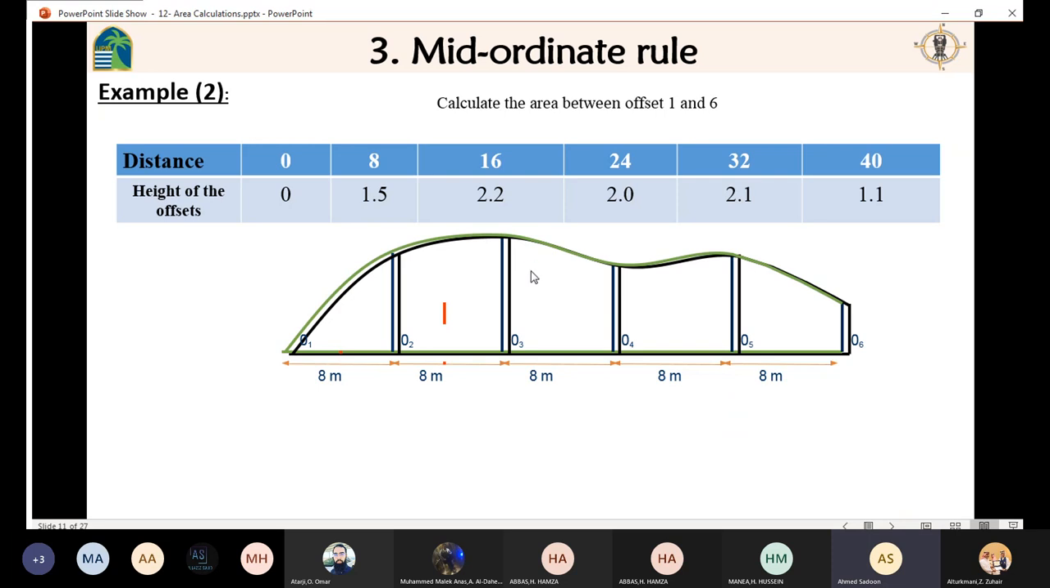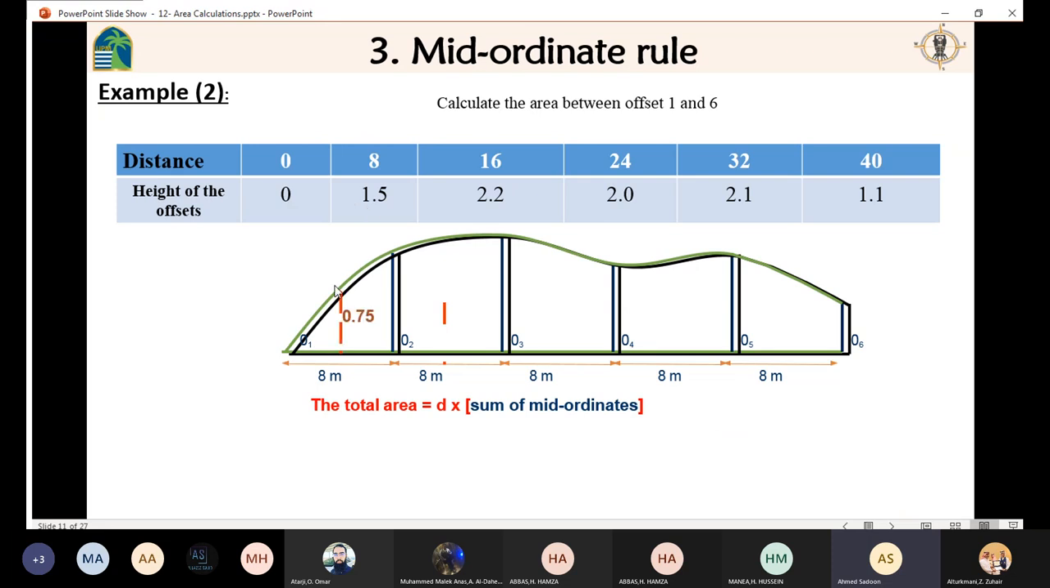Now we need to determine the area using the mid-ordinate rule. So we need to put the formula in order to determine the area using the mid-ordinate rule. The total area is going to be d times the summation of mid-ordinates. The value of d is 8. And in order to determine the summation of mid-ordinates, I need to determine the ordinate for each section. So now I'm going to determine the ordinate for the first section. It's going to be 0 because this height is 0 and this one is 1.5. It's going to be 0 plus 1.5 over 2, which is 0.75.